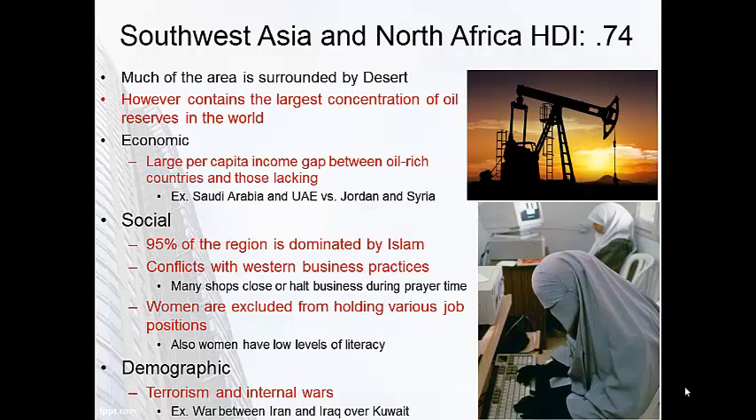On a social aspect, 95% of the region is dominated by Islam, and this usually conflicts with Western business practices because many shops close or halt business during prayer time, right? Obviously, 90% of the region is dominated by Islam. Why wouldn't you? Also, the reason the Human Development Index score is lower is because women are excluded from holding various job positions, and women have very low levels of literacy versus other areas. On a demographic scale, what hinders these areas is terrorism and internal wars, such as the war between Iran and Iraq over the annexation of Kuwait.